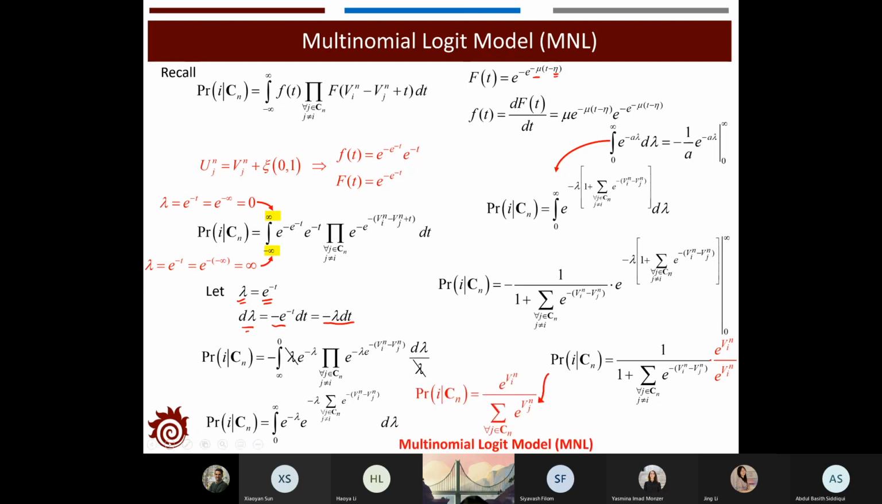With that, we get the multinomial logit model: the probability for the individual n to choose i is the ratio of exponential v_i divided by the summation of exponential v_j over all the alternatives. That's the simplified expression for the multinomial logit model. It shows the probability for you to choose the alternative i.